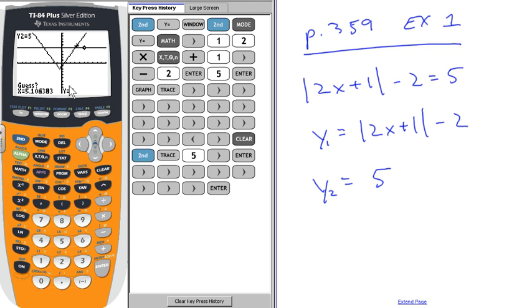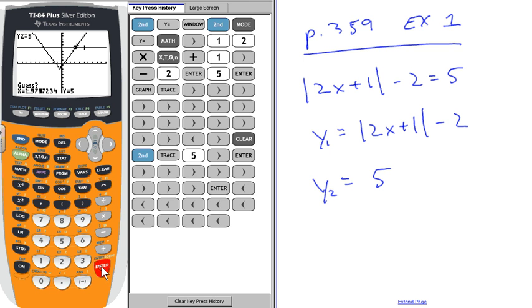Now it's asking me to give it a guess. Where do I think the intersection is near? So I'm going to arrow down to right about there, and all you have to do is get into the ballpark. With this formula that they're using to find this intersection, they're using this first guess to get them started. And then after that, they're going to go through a couple of calculations to hone in or improve that guess to give you your exact answer.